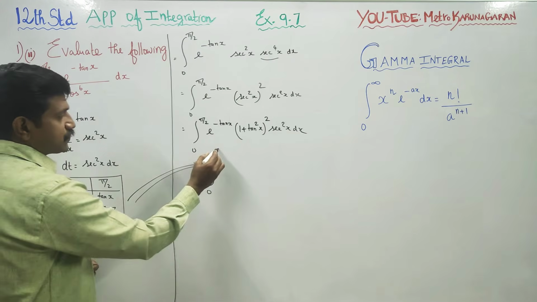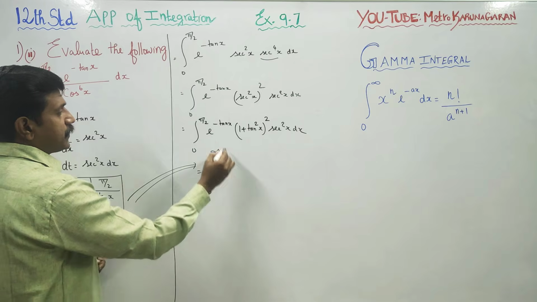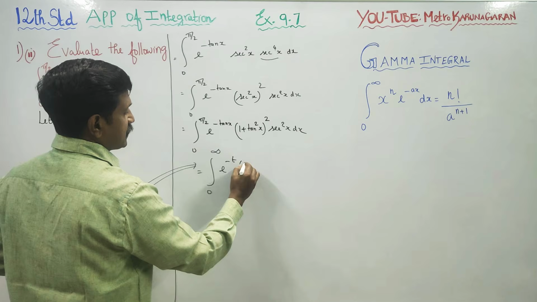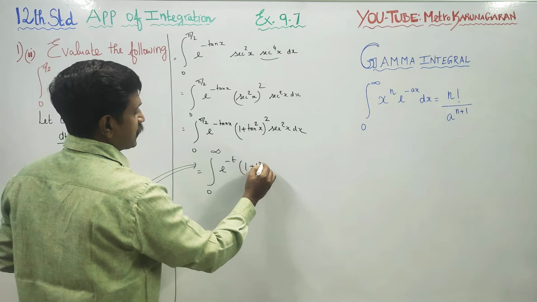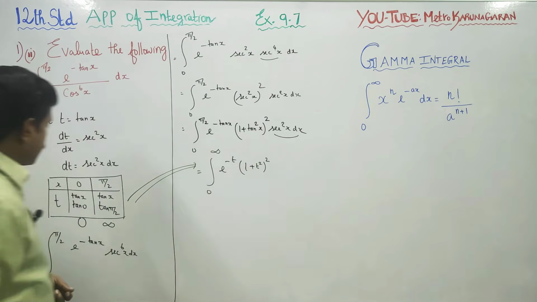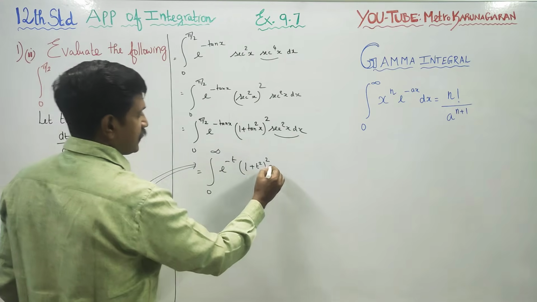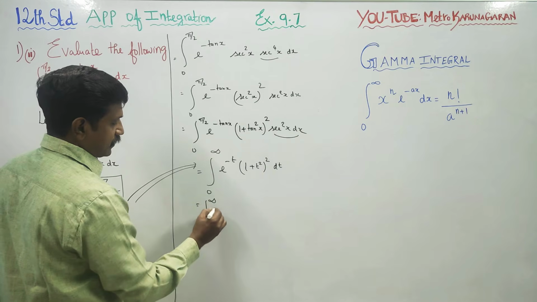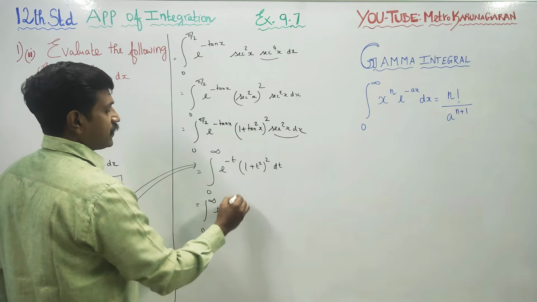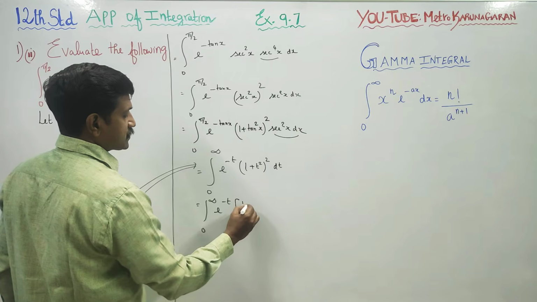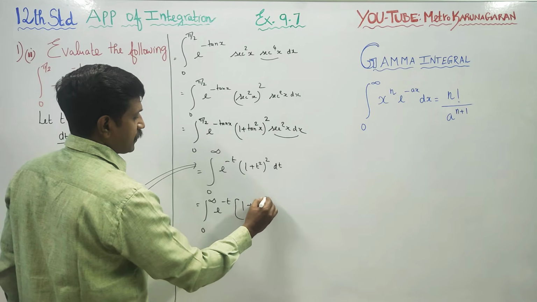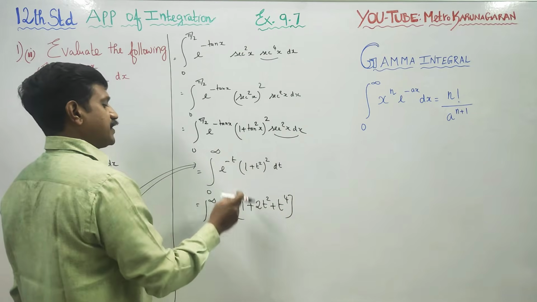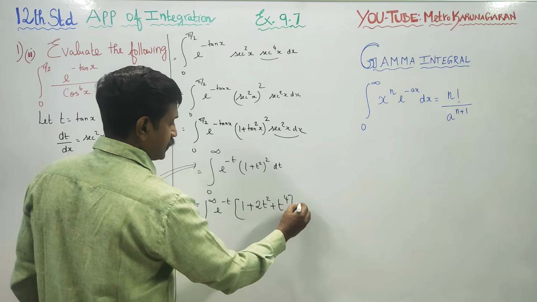Now the integration limits are 0 again, and pi by 2 becomes infinity. E power minus tan x becomes e power minus t, 1 plus t square whole square, and secant square x dx becomes dt. Right? So integration 0 to infinity e power minus t. What is the a plus b whole square formula? A square plus 2ab plus b square. So (1 plus t square) whole square is 1 plus 2t square plus t power 4, into dt.